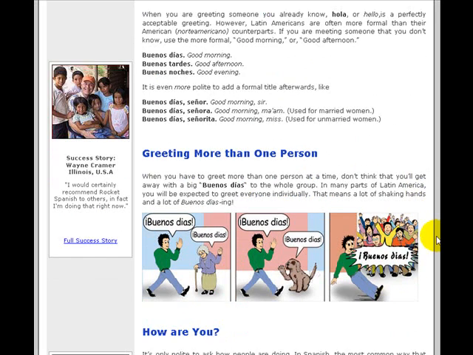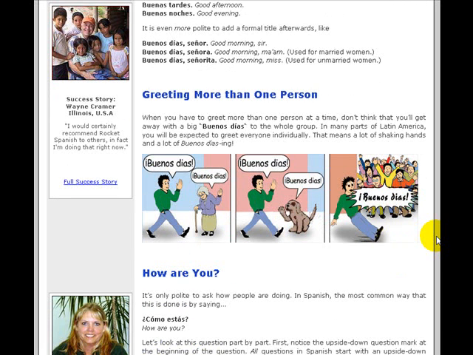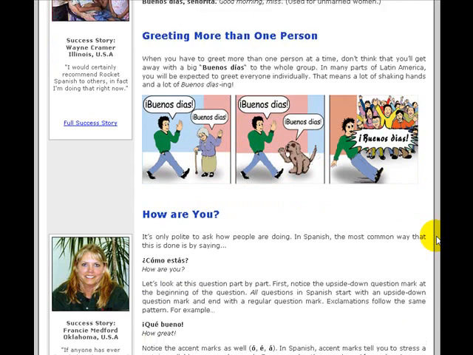As well, you can tell that they like to give you some illustrated examples, like this guy talking to a grandmother and a dog, or a big group of people talking to him. And it just gives you an idea of the various ways that you will learn using these Rocket Spanish lessons.